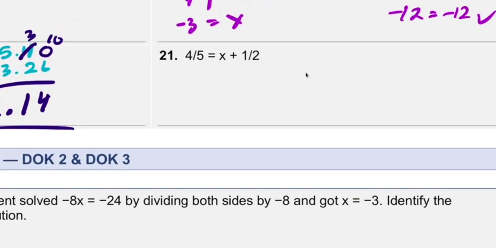Decimals. Over here I have fractions. So let me rewrite so we can see it. 4/5 equals x plus 1/2. Again, the math's the same. The numbers get a little uglier. We want to get the x by itself. We're going to subtract off that 1/2.